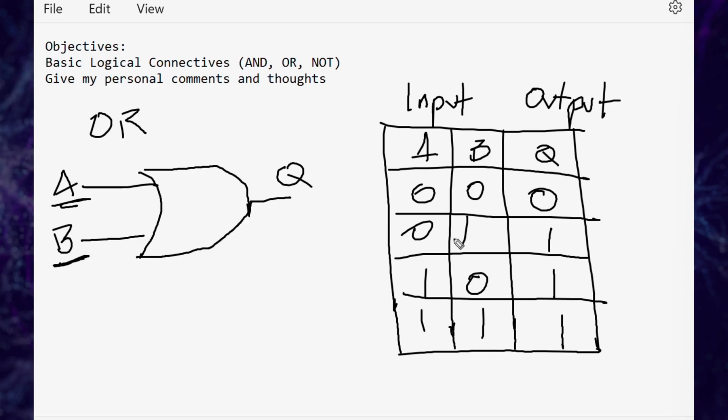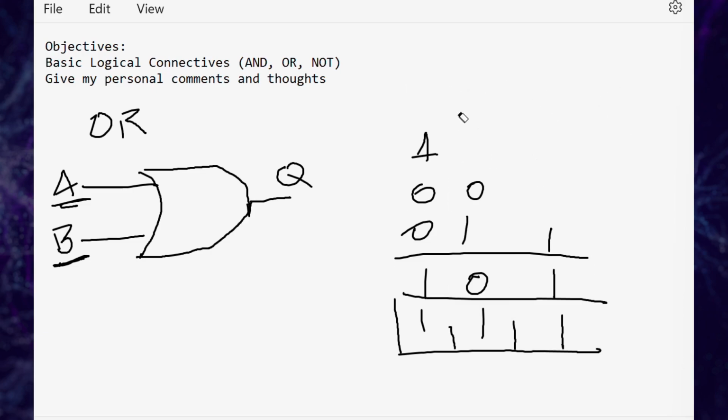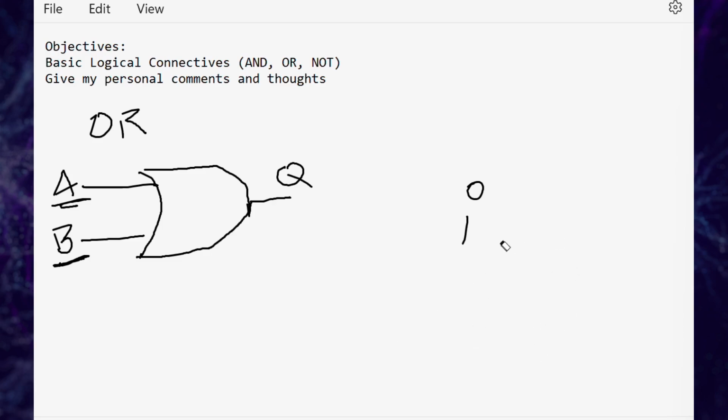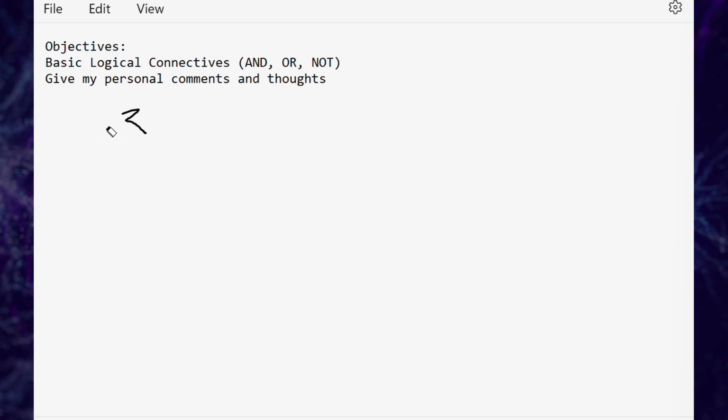So the output will be true if only one of the inputs is true. No matter what condition the other input is, either true or false, it doesn't matter. If you have only one input that is true, then your output will always be true. And if both of them are true, the output is true also. So that's OR. It's very important to learn about this because this is the very basic. We will rely on that in the following discussion, so you have to remember those things.